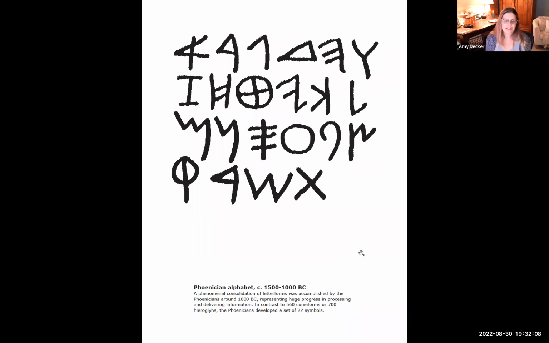Okay, so let's go back to the Phoenicians. 1500 to 1000 BC, a phenomenal consolidation of letter forms was accomplished by the Phoenicians. They're credited with doing the 22 consonants, right? 22 consonants written from right to left.